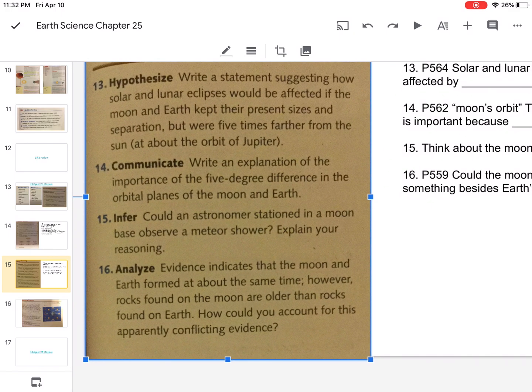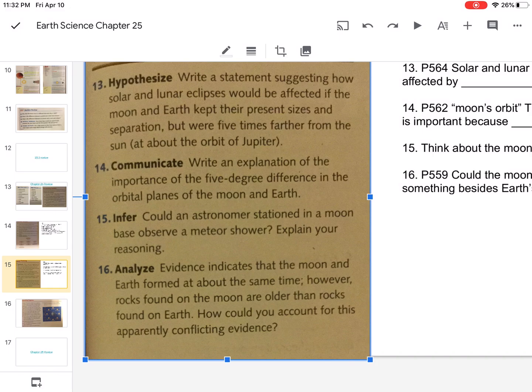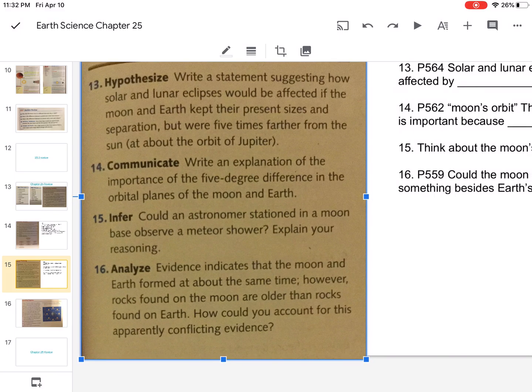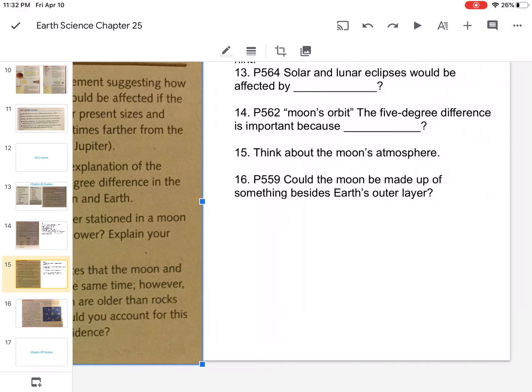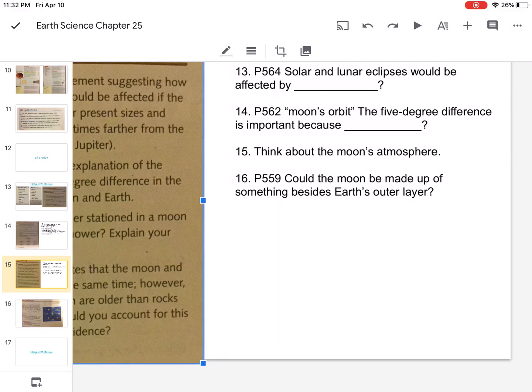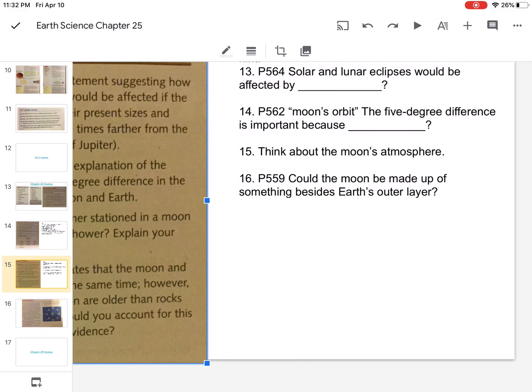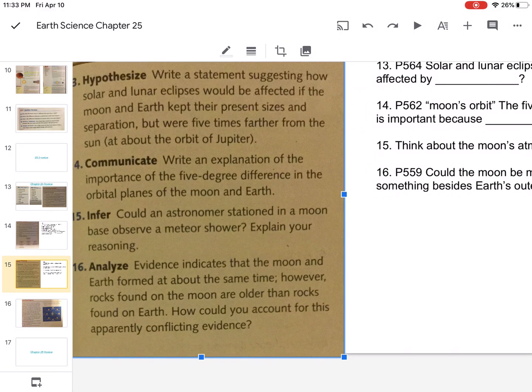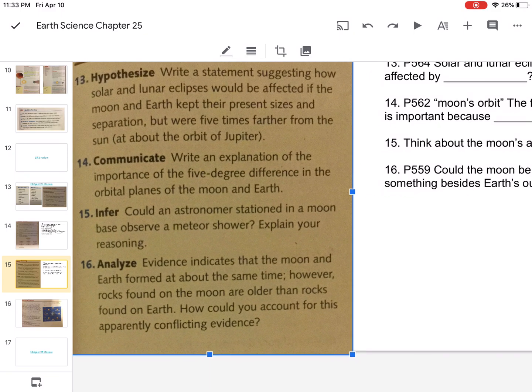15. Could an astronomer stationed in a moon base observe a meteor shower? Explain your reasoning. So think about the moon's atmosphere, okay? How would that affect your ability to see a meteor shower?